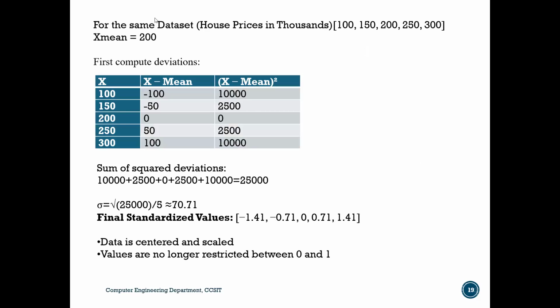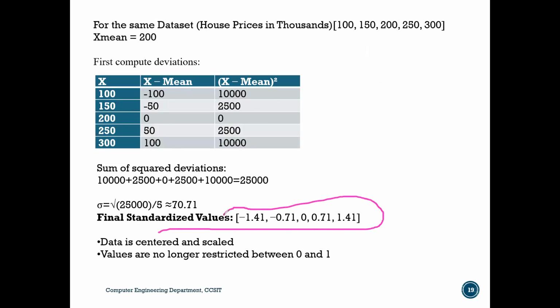Suppose I have this data set, and in this data set, first we calculate x minus mean. The mean is 200. After that, I am going to square these values because some are negative. After that, sum all of them, divide by the number of values, and take the square root. So what I'm getting is 70.71. If I apply the formula, I get these final values.